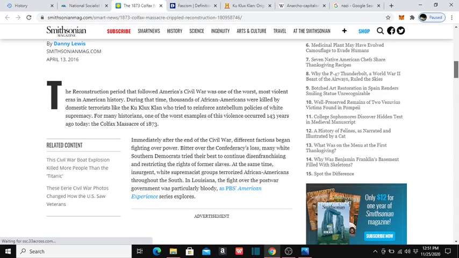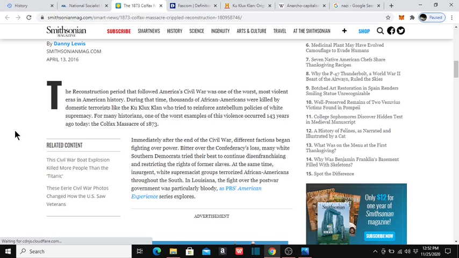Now, this was written April 13th, 2016, and it reads, the Reconstruction period that followed America's Civil War was one of the worst, most violent eras in American history. During that time, thousands of African Americans were killed by domestic terrorists like the Ku Klux Klan, who tried to reinforce antebellum policies of white supremacy. For many historians, one of the worst examples of this violence occurred 143 years ago today, the Colfax Massacre of 1873. Right?